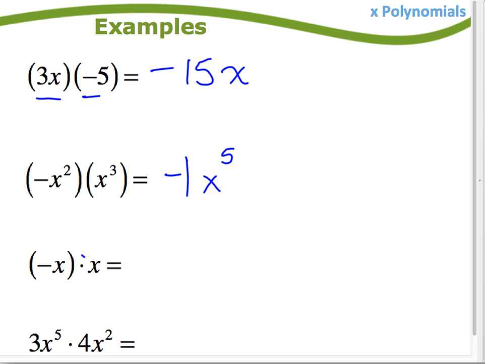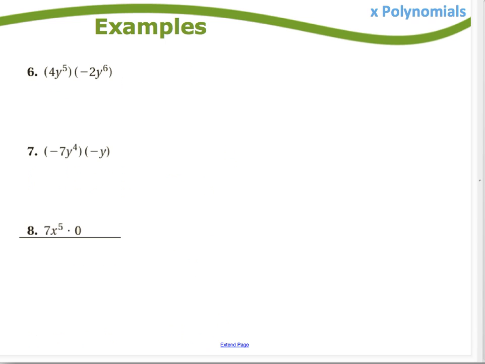Okay, next one. Sign, it's going to be a negative. Number, still 1. X times x, there's no exponents. We assume they're both 1. 1 plus 1 is 2. So it'd be negative x squared. Next one, sign, positive and positive is going to be positive. 3 times 4 is 12. Multiply common bases, have to add their exponents. Okay, hopefully you're getting on to that. Try those ones. Pause, and then come back and I'll give you the answers.